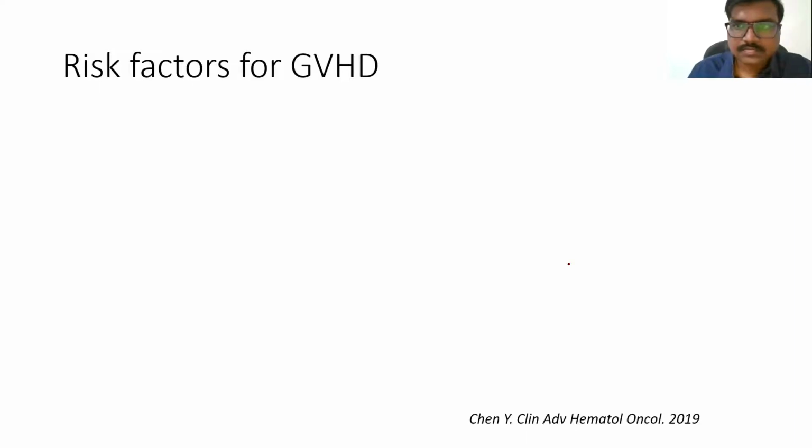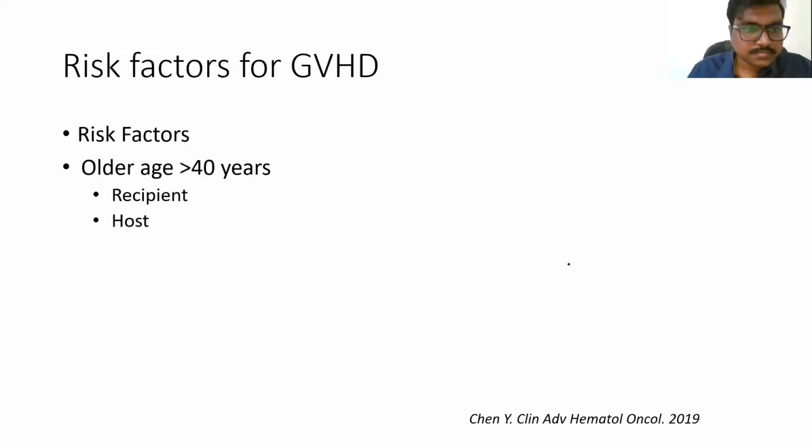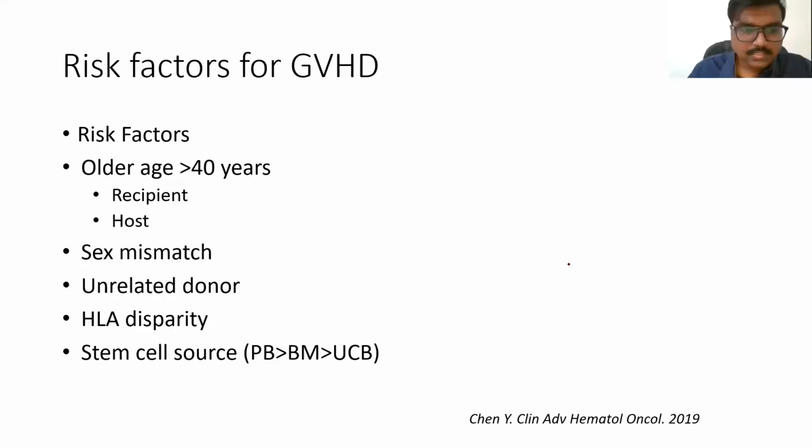What are the risk factors for graft versus host disease? Older age of either the recipient or the donor, sex mismatch, unrelated donor, HLA disparity, and the source of the stem cells will also determine the outcome of GVHD. Stem cells harvested from peripheral blood have a higher propensity than from bone marrow, and the least is with the umbilical cord stem cells.